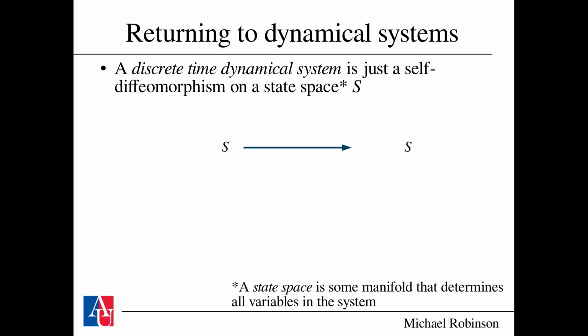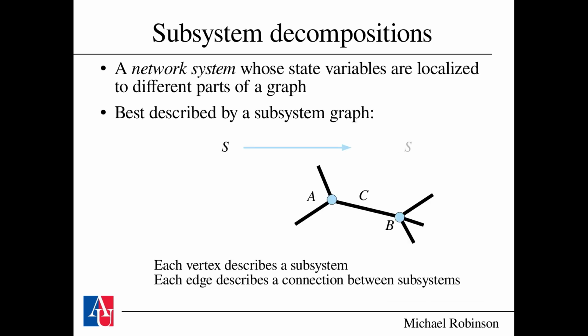So let's bring this back to dynamical systems. A discrete time dynamical system is just a self-map on a state space. For instance, you can think of it as a self-diffeomorphism or homeomorphism or whatever kind of isomorphism you want on your state space. As far as I'm concerned, I typically think of state spaces as manifolds, but they don't have to be. Okay, well, if I'm going to do some kind of subsystem decomposition, think of this as a networked dynamical system. The state variables are kind of localized to different parts of a graph. So this is probably good to write down what that subsystem graph is.